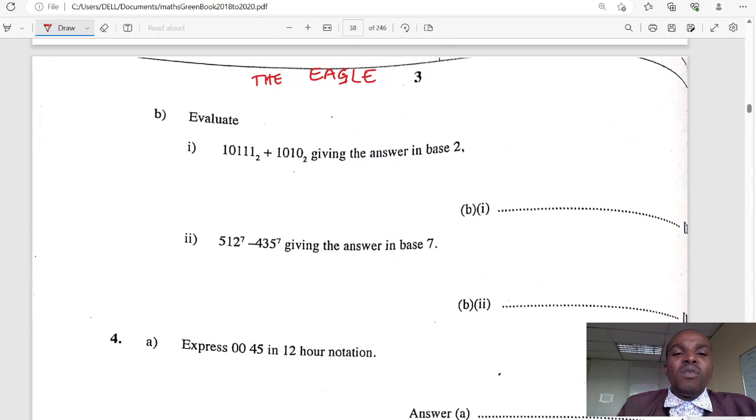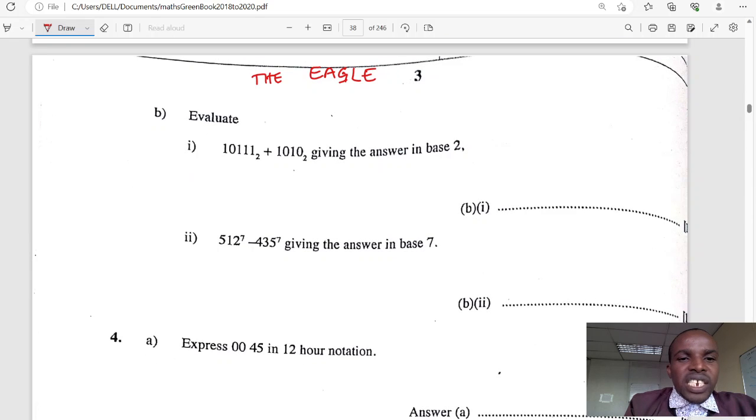It's addition of number bases. Let me write it here: 1, 0, 1, 1, 1 base 2. Then we have 0, 1, 0, 1 base 2. Giving your answer in base 2.